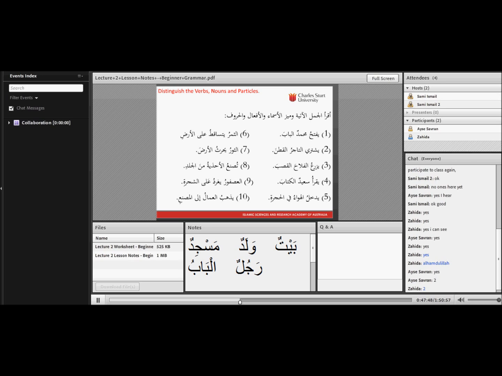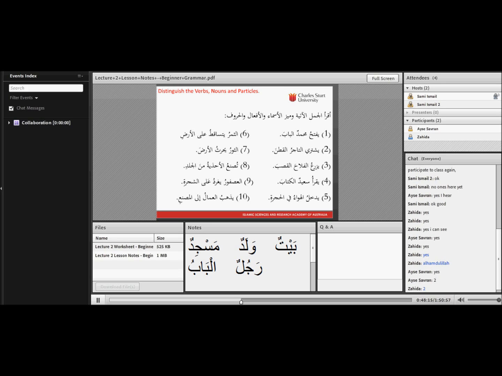Yal'abu, he is playing. Anzifu, I am washing. Tal'abu, you are playing, or you play, or you will play. So it has the meaning of present and future. How do we know if it's present or future? We'll talk about that later, but basically it depends on the context of the sentence. So the sentence, or the situation, determines whether that's a present or a future.